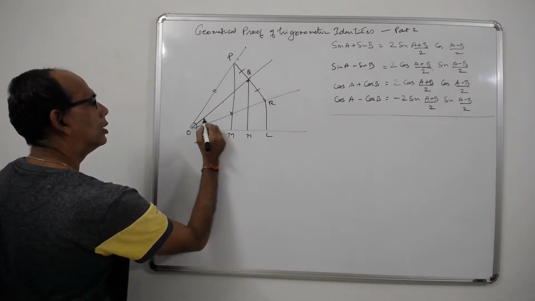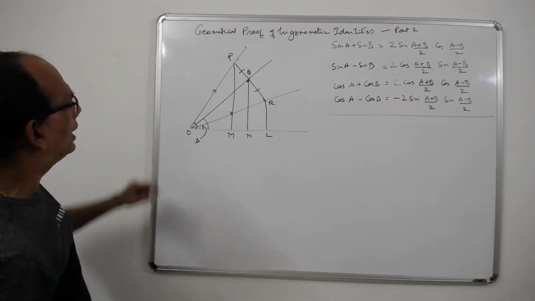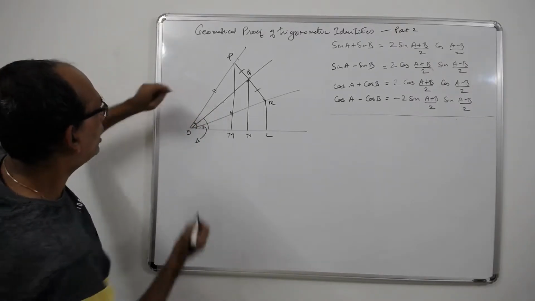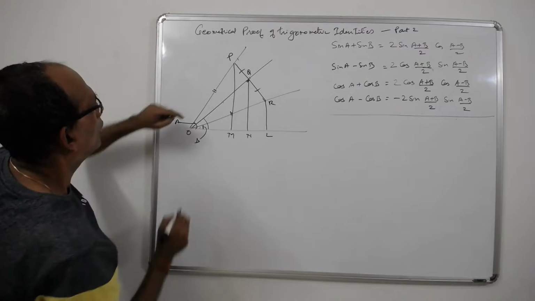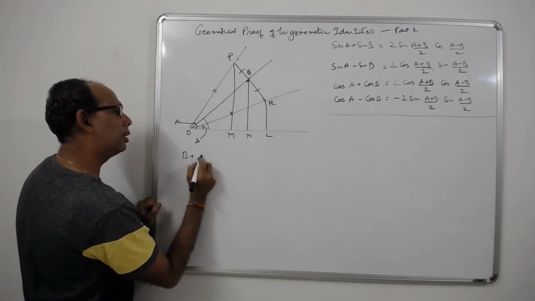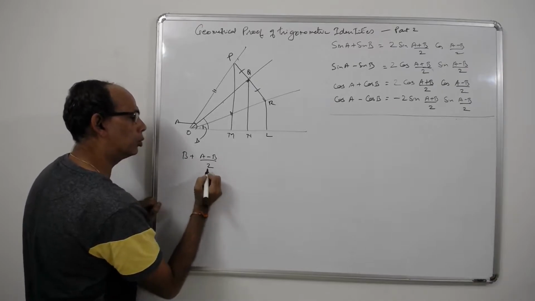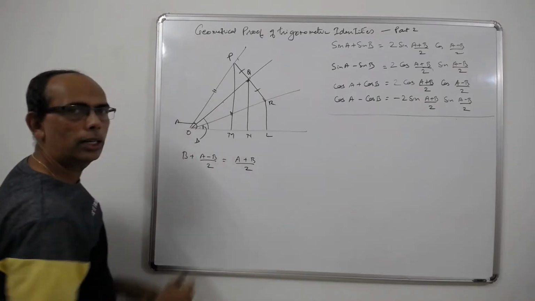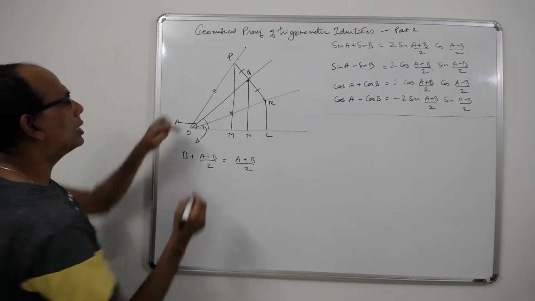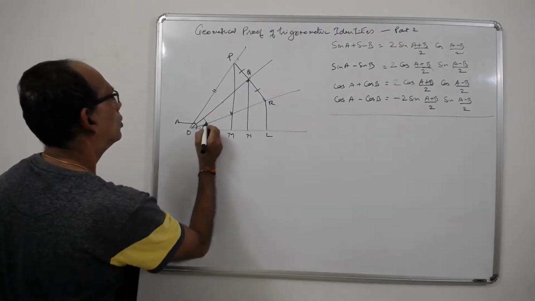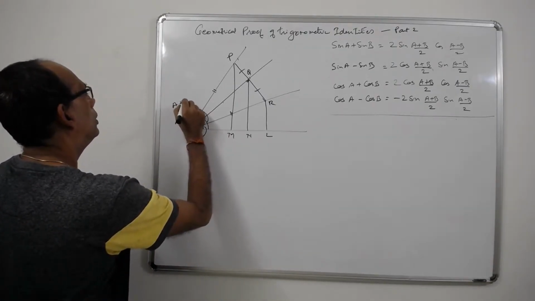So what about this angle? This angle is B plus (A minus B) upon 2, right? B plus (A minus B) upon 2 is nothing but (A plus B) upon 2. You calculate, you will get this angle. So this angle is (A plus B) upon 2, and I name it (A plus B) upon 2.